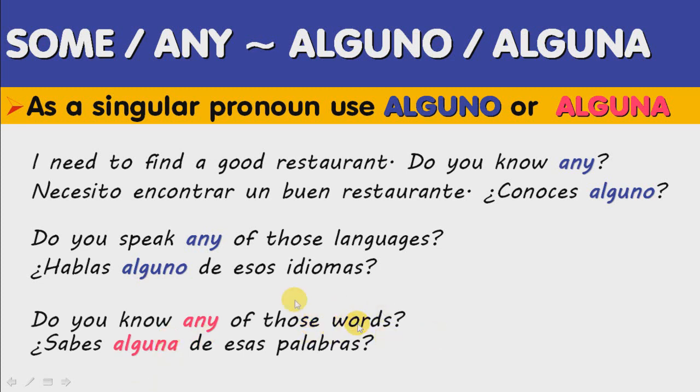And in this case, if we are talking about words, it's feminine. So we say, do you know any of those words? ¿Sabes alguna de esas palabras? I want to know if they know just one, or a few. Yes, alguna de esas palabras. So for the feminine, we use alguna.